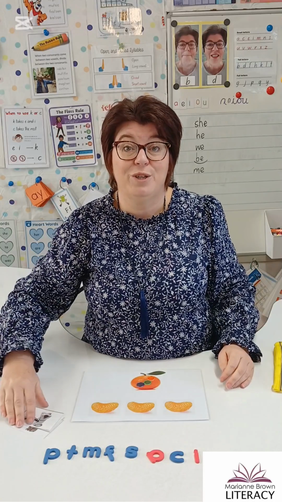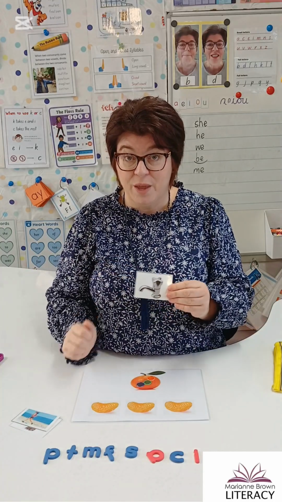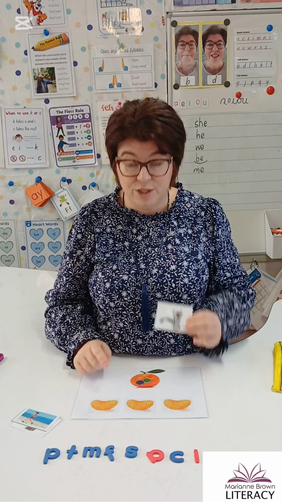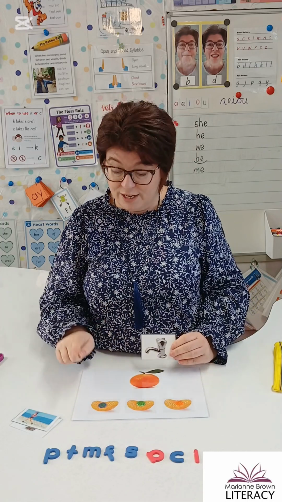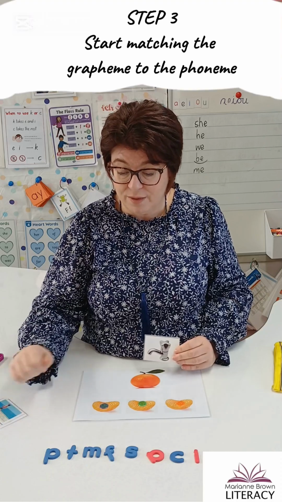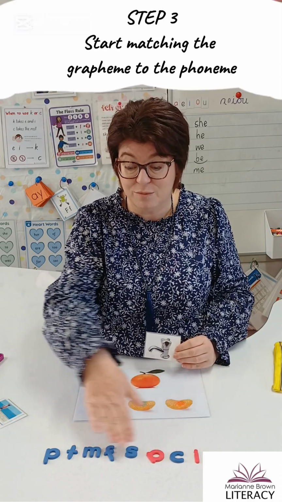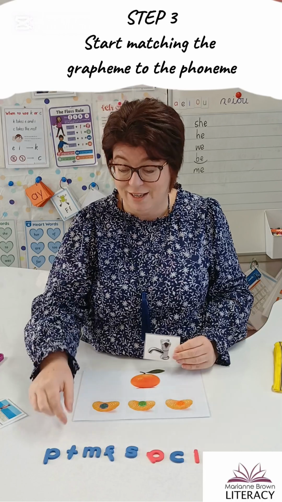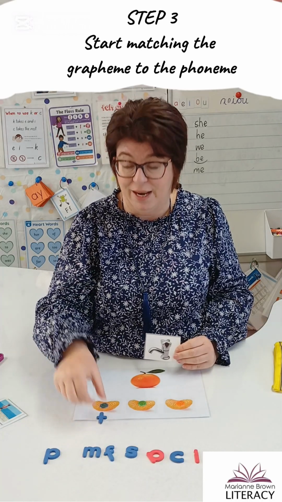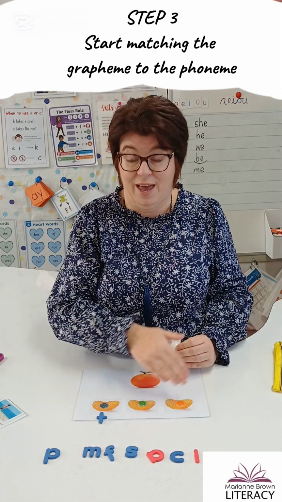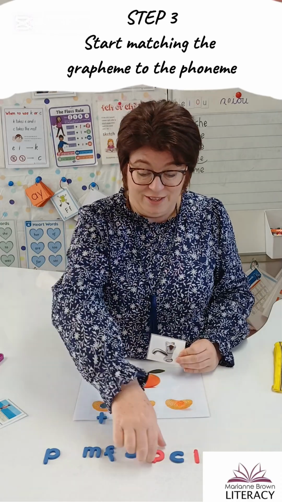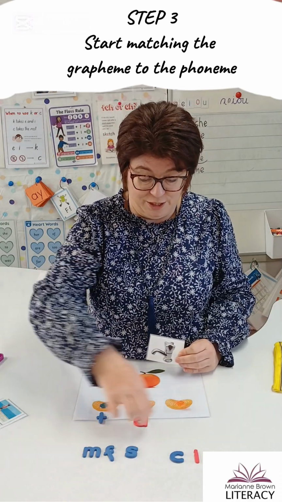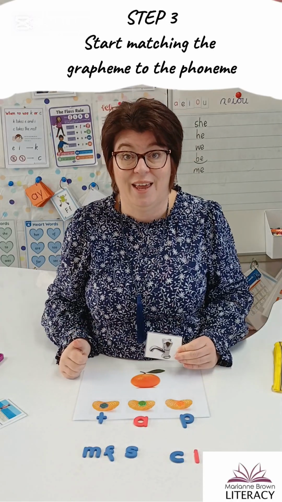So now when we do the word tap, we still use the counters. I'll say to them, what sound is this one? T. And then I ask them to identify which one's t down here, and they can start placing the letters underneath the counters. So obviously you need to put the sounds down like that.